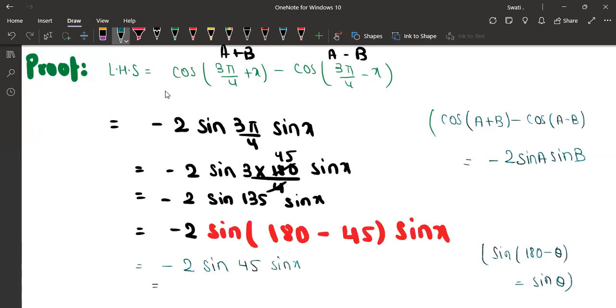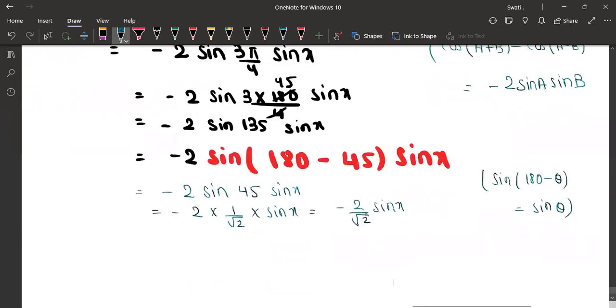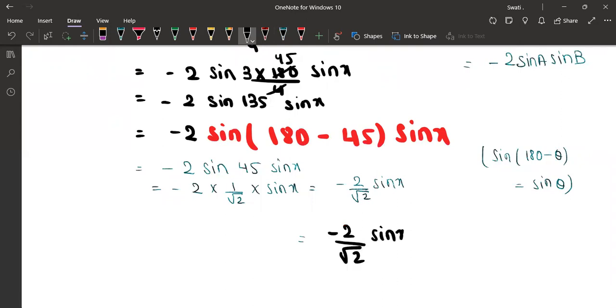Now this will become minus 2 sine 45. The value of sine 45 we all know is 1 upon root 2, and into sine x as it is. So this will become minus 2 upon root 2 sine x, right? Now again, you can see that on the right hand side, we had minus root 2 sine x only. So just like we had done the rationalization in the first question, we will do the same thing over here. So it will become minus 2 over root 2, sine x as it is, and I'll rationalize this.